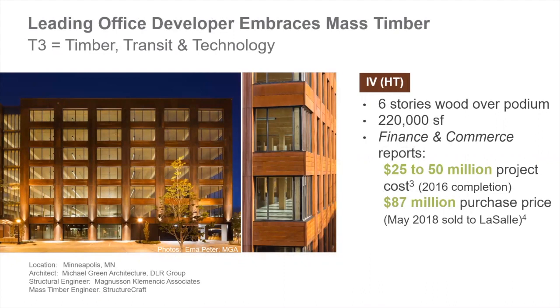One of the early mass timber projects is the T3 building in Minneapolis by Hines. They're one of the leading office building developers in the country. This is a 6-story, 200,000 square foot building that was constructed for somewhere between about $25 to $50 million back in 2016. And it sold in 2018 for $87 million. Just to let you know, this is the very first mass timber project to be acquired in the United States.